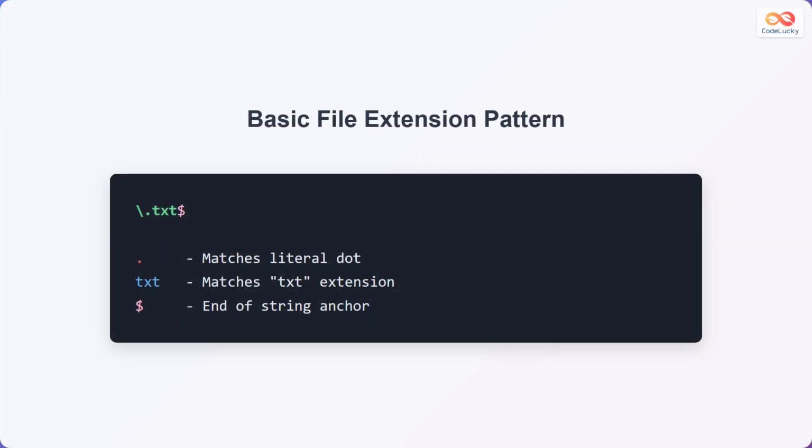Here's a basic regular expression pattern for matching a .txt file extension. The pattern is \.txt$. The backslash dot matches a literal dot. The letters T, X, T match the txt extension, and the $ sign is the end of string anchor. This ensures that .txt is at the very end of the file name.